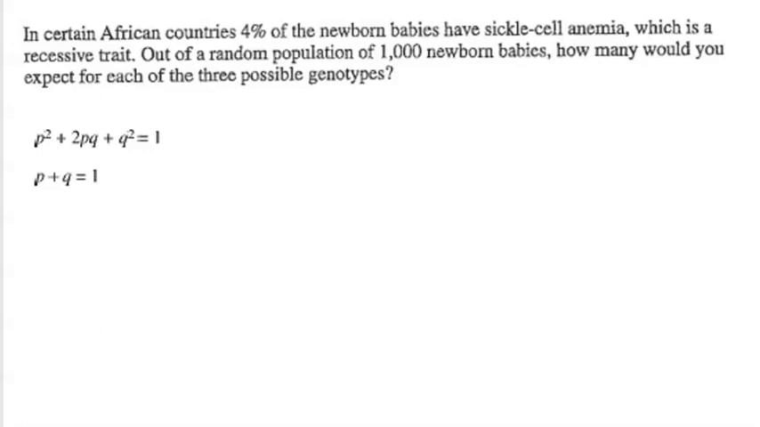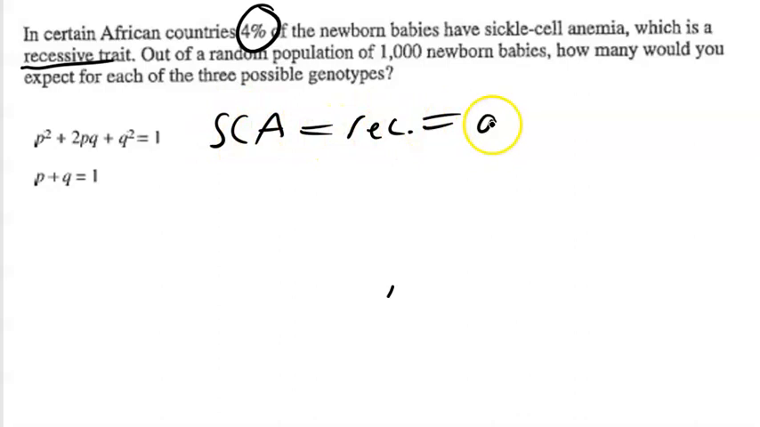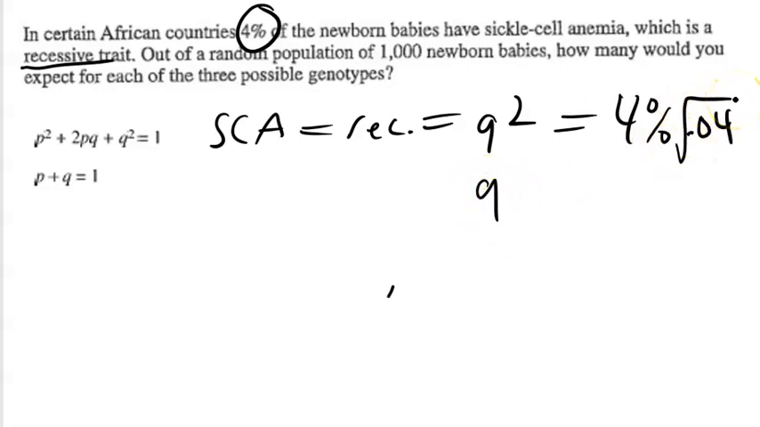Considering sickle cell anemia. Looking at the word problem, 4% of newborns have sickle cell anemia, which is a recessive trait. I hope you're appreciating the theme here that all of this runs through the recessive phenotype. So sickle cell anemia equals recessive equals Q squared. And they're saying that there are 4%. Another way of saying 4% is 0.04. So how do we figure out Q? Well, Q is the square root of that number. And when we do that, we see that Q equals 0.2. So consequently, P equals 0.8.